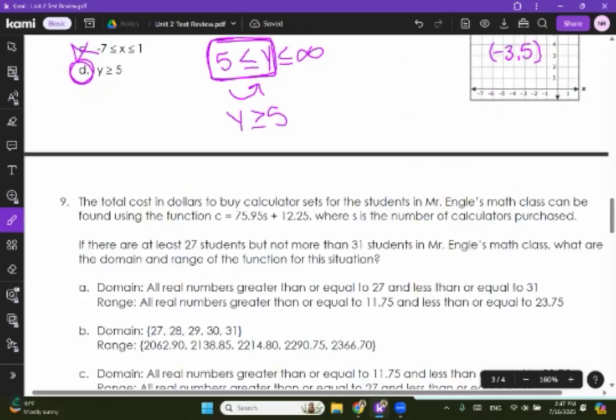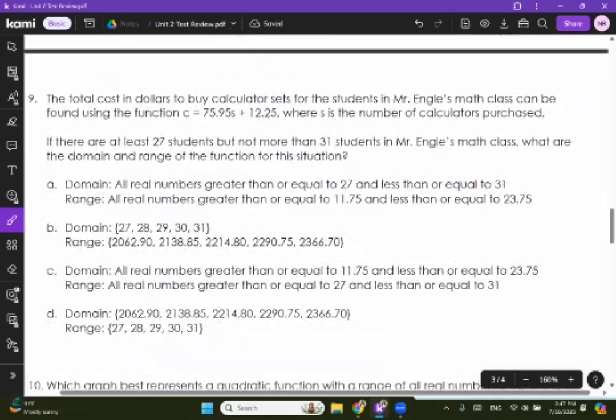Number 9. Total cost in dollars to buy calculators, where there are at least 27 students and no more than 31 students. Think about the context. You're purchasing calculators, right? Can you purchase part of a calculator? No, you can't. So we're forced to use what? Whole numbers. When we use whole numbers, this is a discrete function, meaning your numbers have to be listed. So it cannot be an inequality.